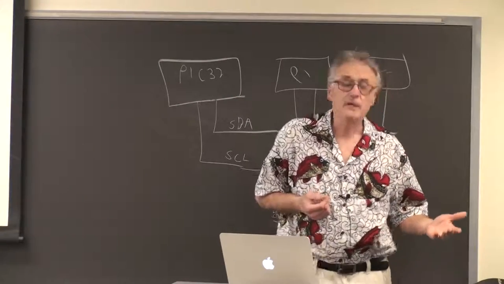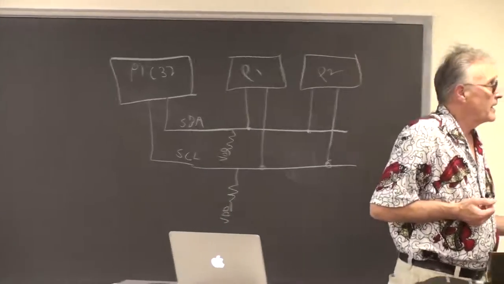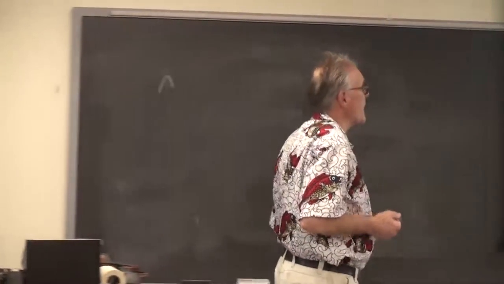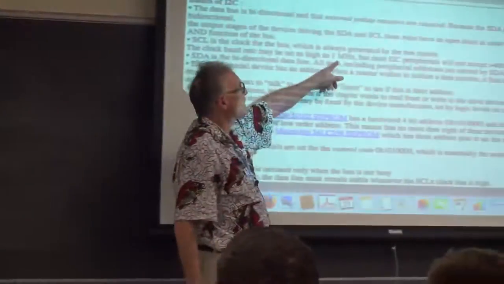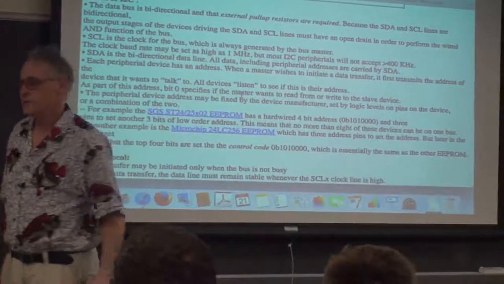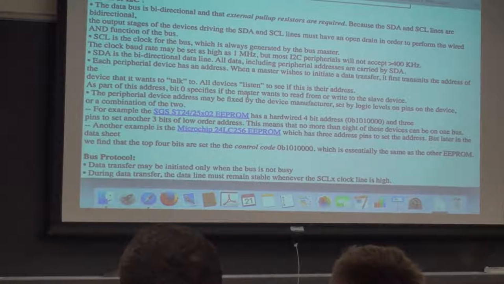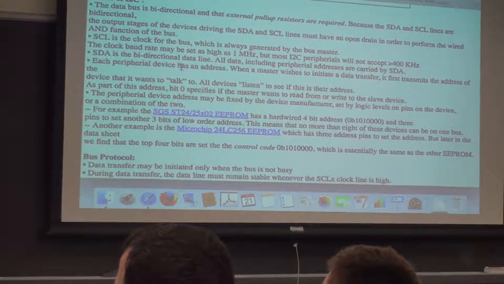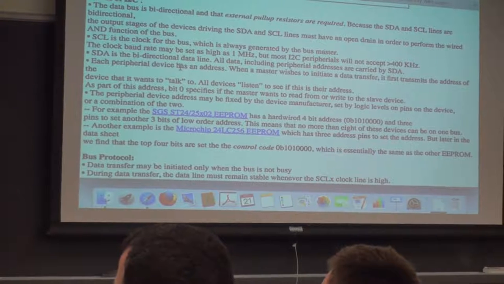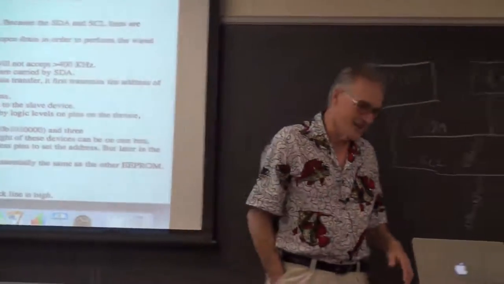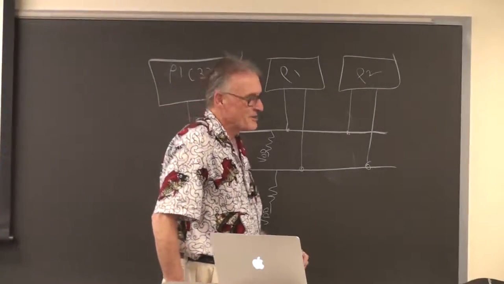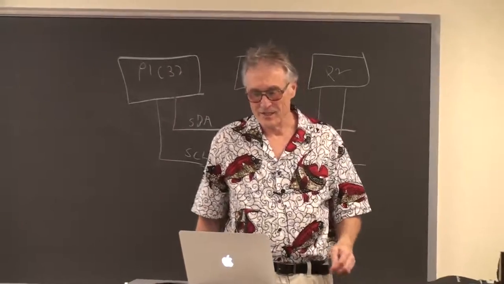On the PIC, you can set the SCL clock frequency as high as a megahertz, but most i2c peripherals won't go above 400 kilohertz, and many will not go above 100 kilohertz. This is for noise rejection mostly. Each peripheral device has an address. The addressing scheme is interesting.